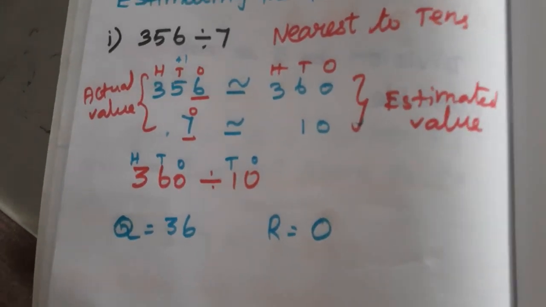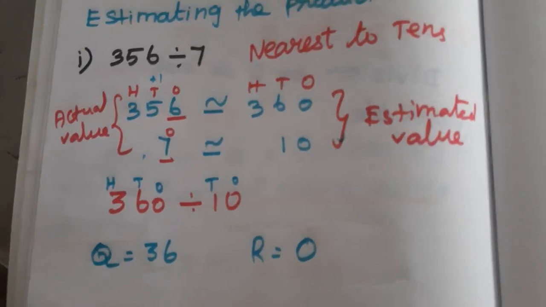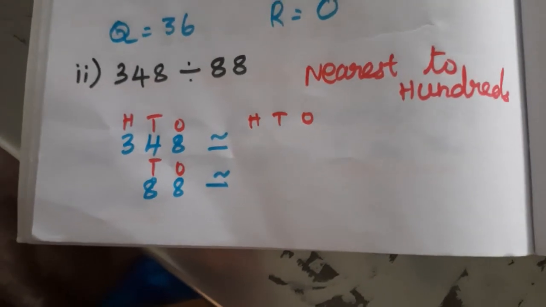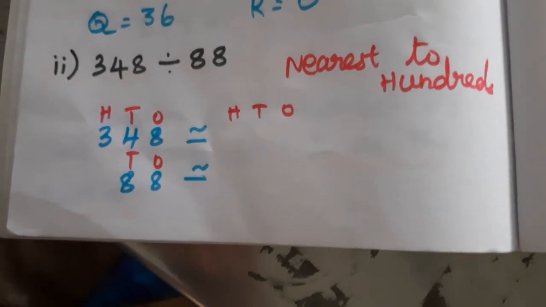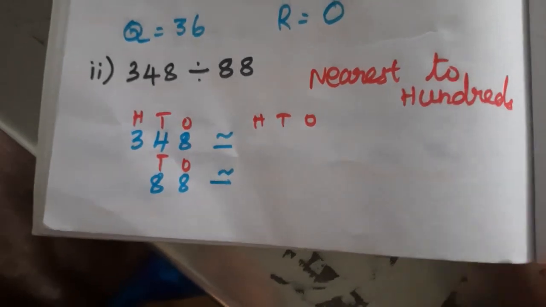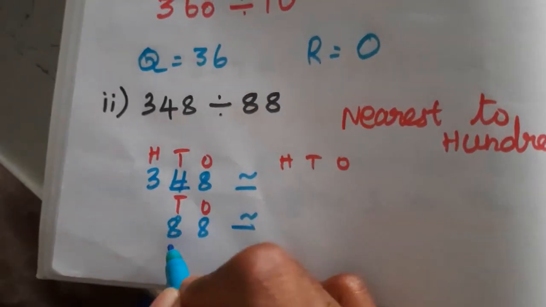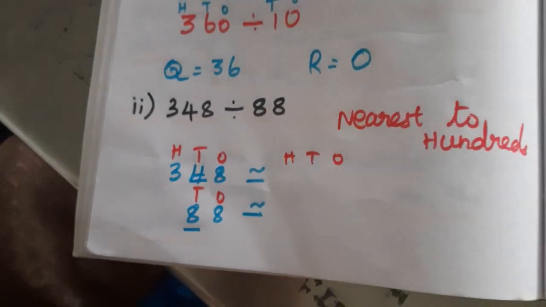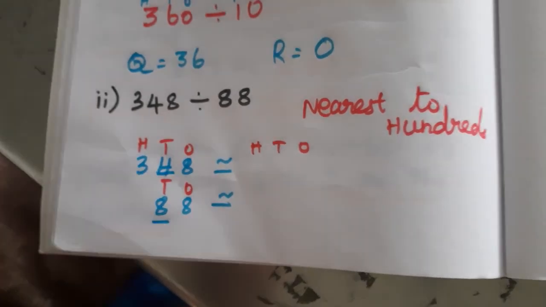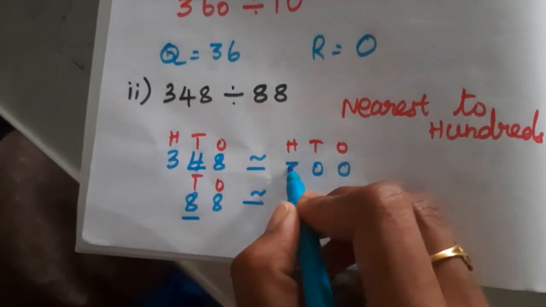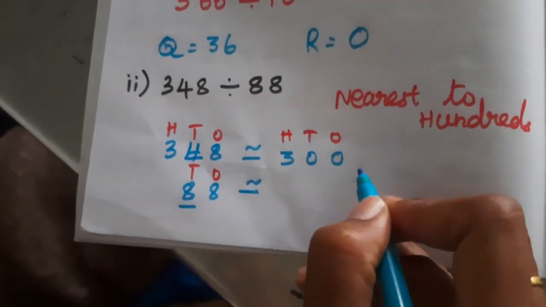Next we see one more example for the estimated product in nearest to hundreds concept. Okay, so next question is that 348 divided by 88. Here we are going to apply the nearest to hundreds concept. Nearest to hundreds means which digit we have to observe? Very good, that is tens place. Okay, what number in tens place? It's 4. So less than 5 or more than 5, it is less than 5. Less than 5 means what we have to do? Put 0 in tens and ones place. Remaining digits you have to write as it is. Its answer is 300. Okay.